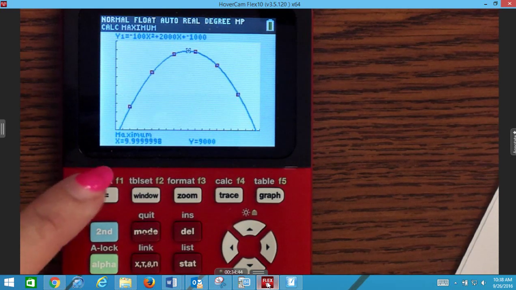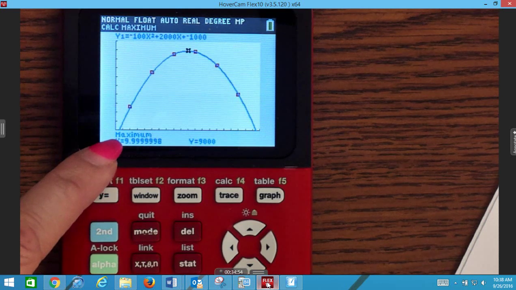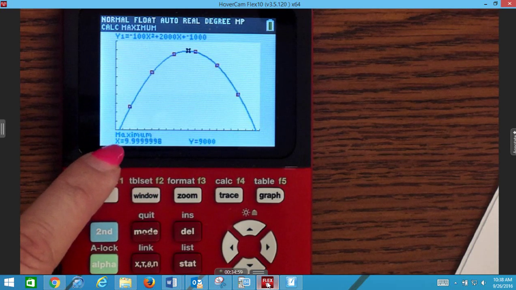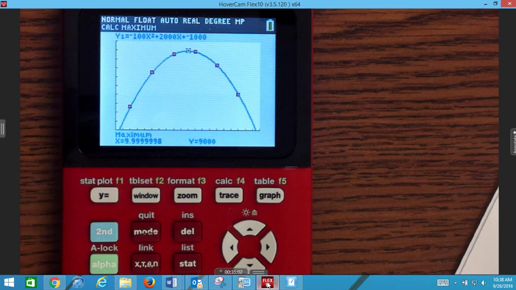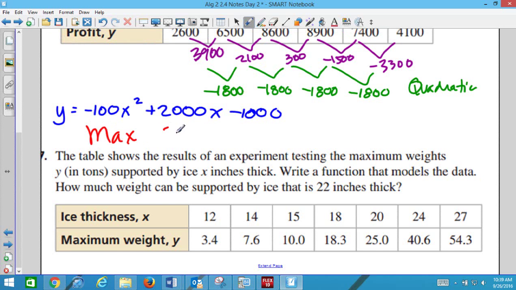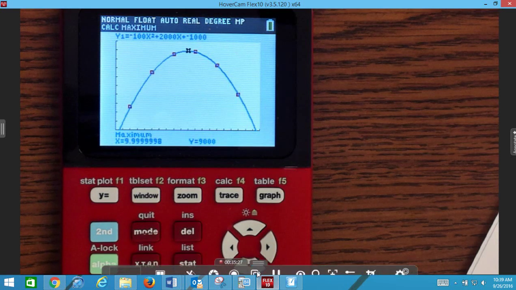Depending on what window you use, your number for your x value might be slightly different. The answer should be 10. But depending on the window you use, sometimes the calculator is off just a tiny bit. The answer should be 10, 9,000. That's what the answer should be. If you get a number like this, it's okay that we round it. The answer really is 10, 9,000. So we charge $10 per ticket for $9,000 profit. If they give you some tickets for $2, you will only get 2,000.